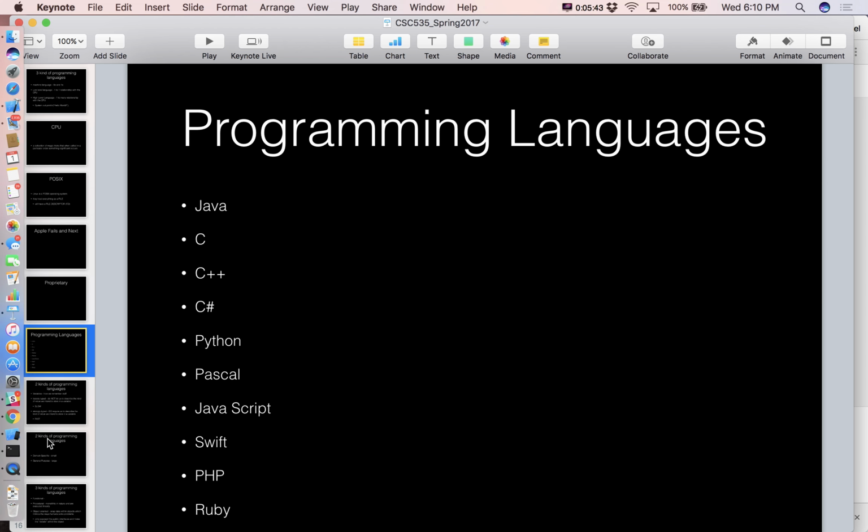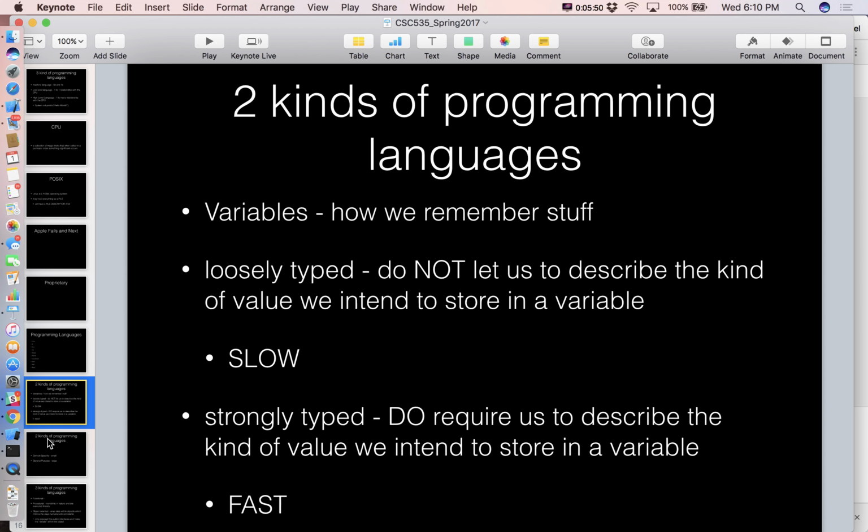We've made a list of what we presumed were some programming languages. This is nowhere near a full list, but it's a list nonetheless.